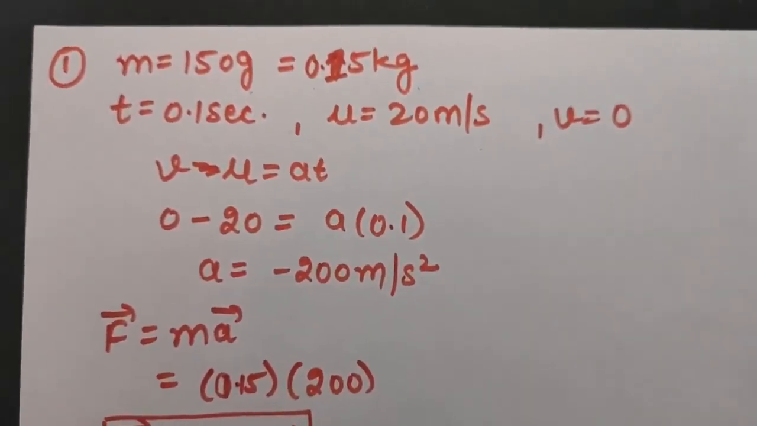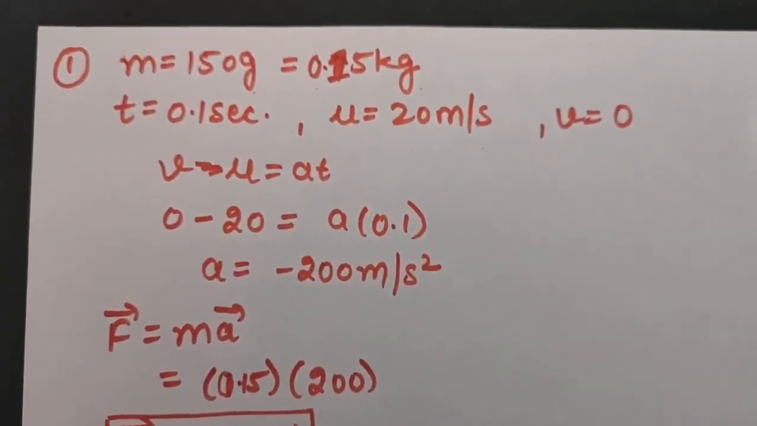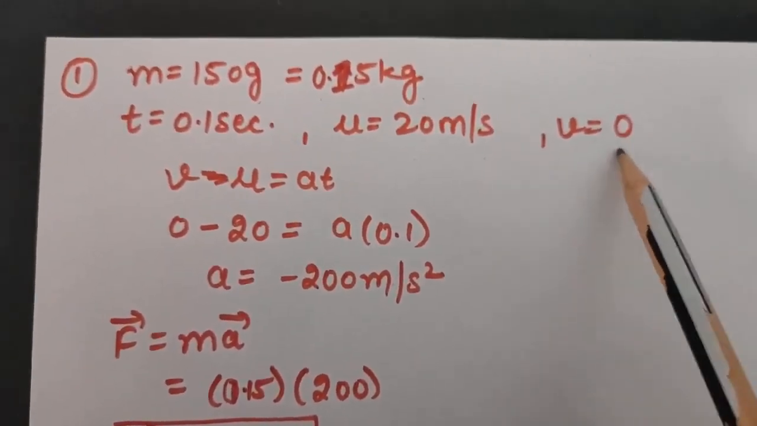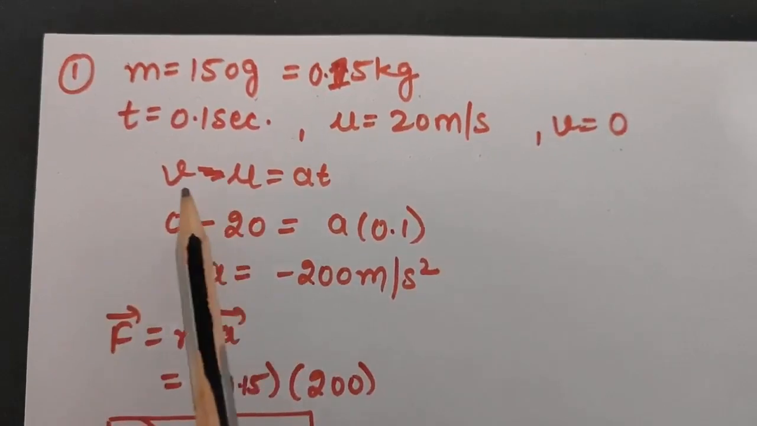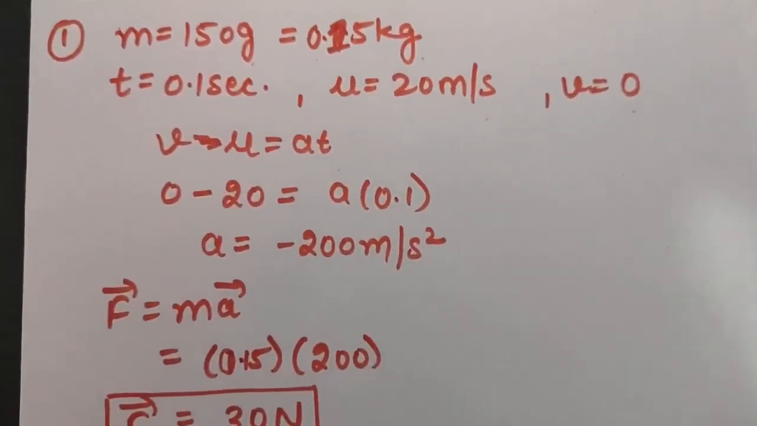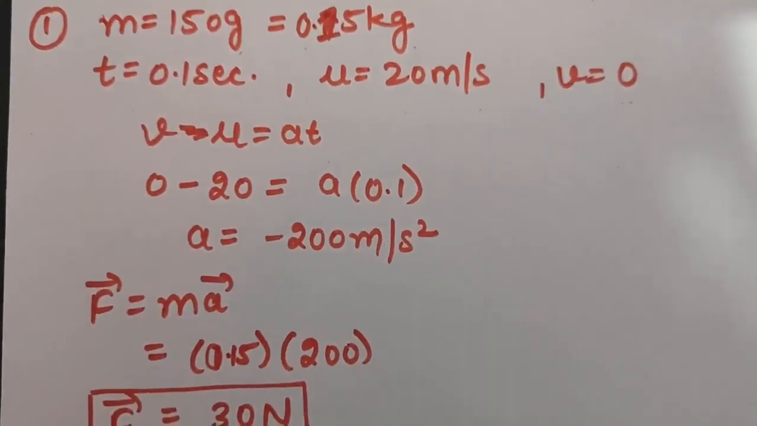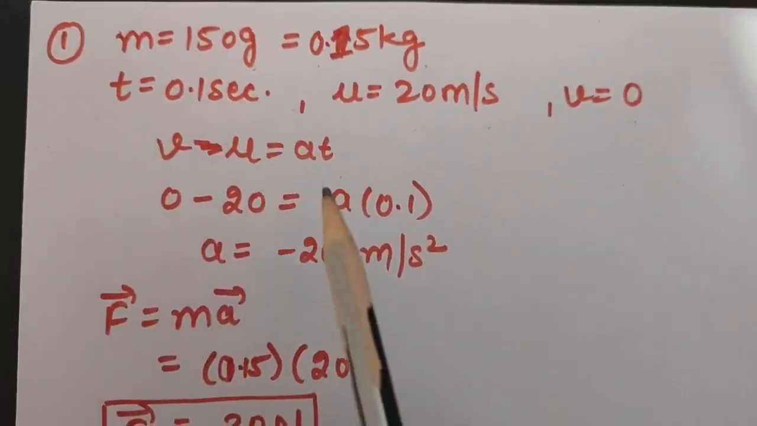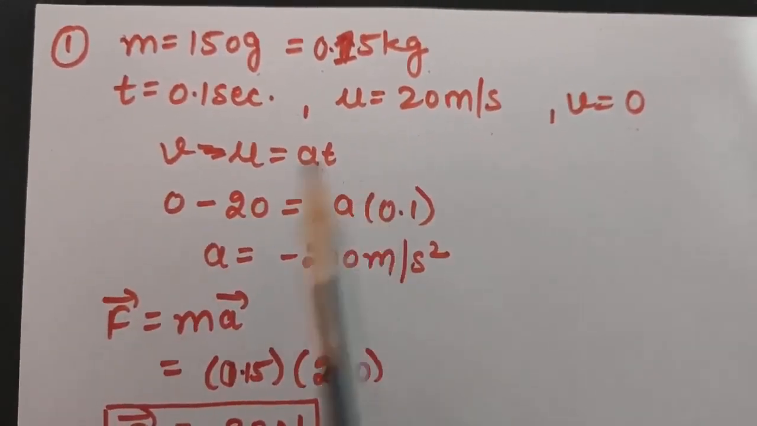So when the cricketer catches the ball, it will come to rest. So you can say the final velocity of the ball is 0. So let us use the equation V minus U is equal to AT, because we have to calculate force and the formula of the force is MA. We have mass, but we need to calculate A. So we are using this equation.